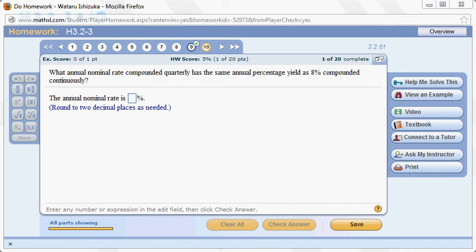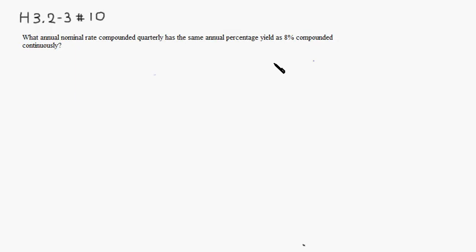Okay, let's look at homework 3.2, 3.3, number 10. We want to find the nominal interest rate compounded quarterly that has the same annual percentage yield as 8% compounded continuously. All right, so let's do that. We're looking at the APY.